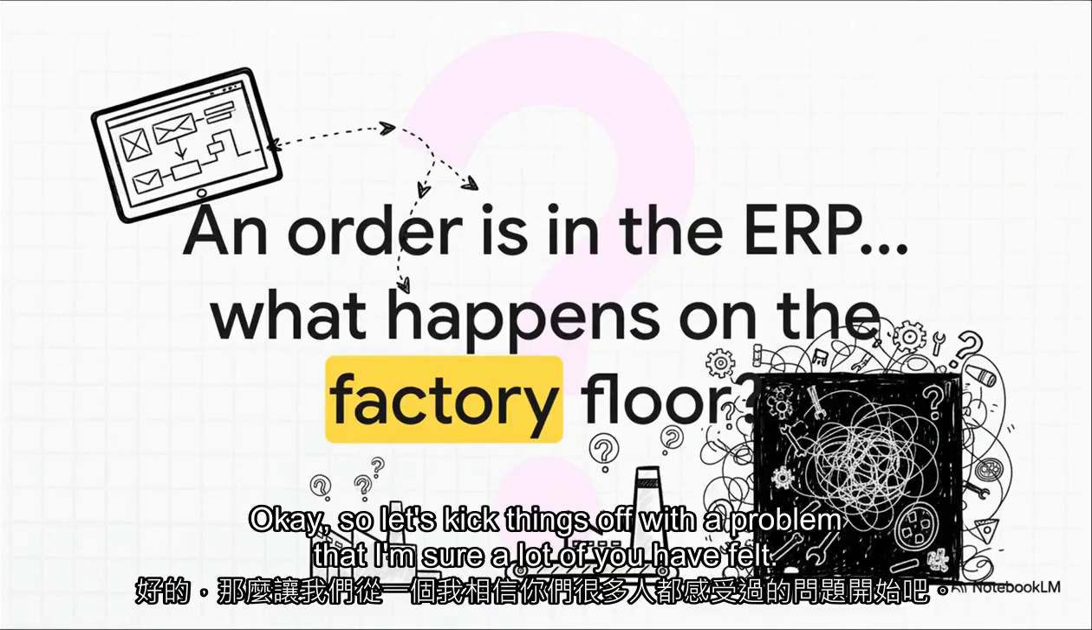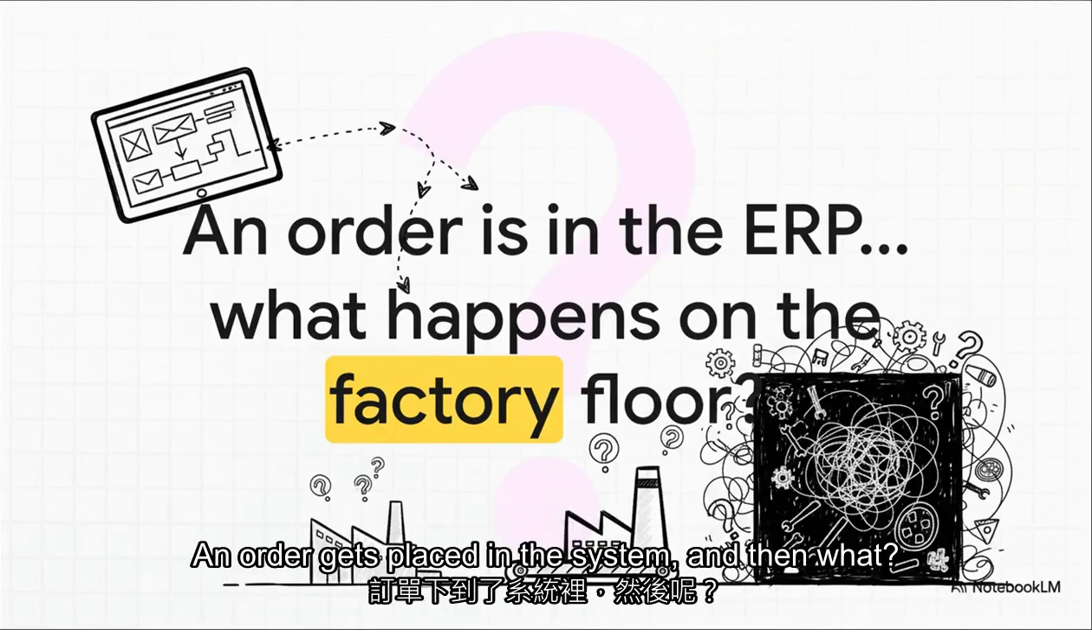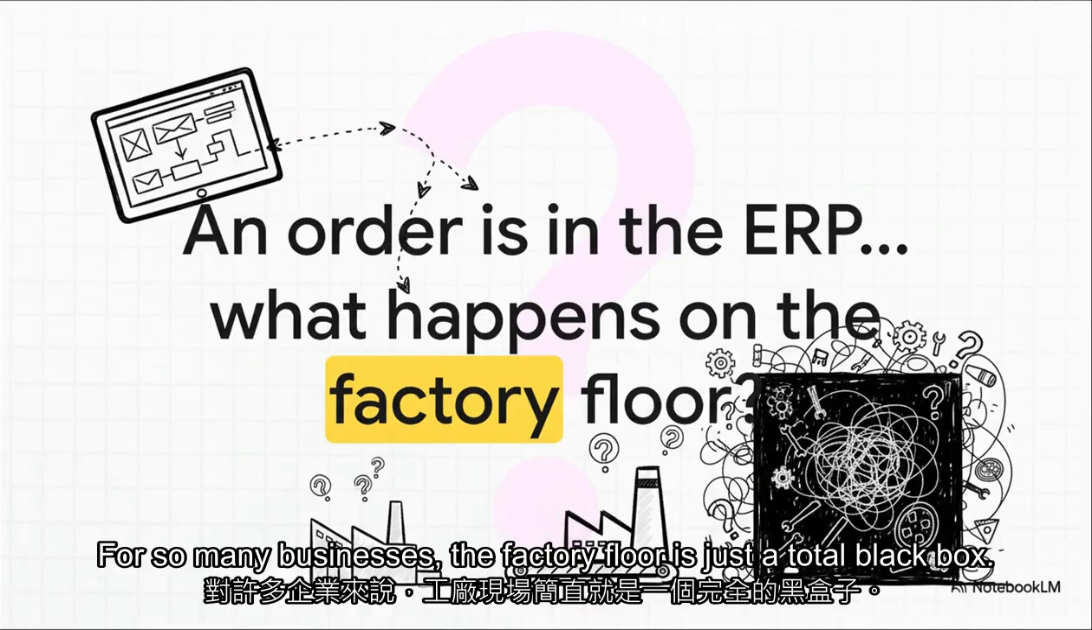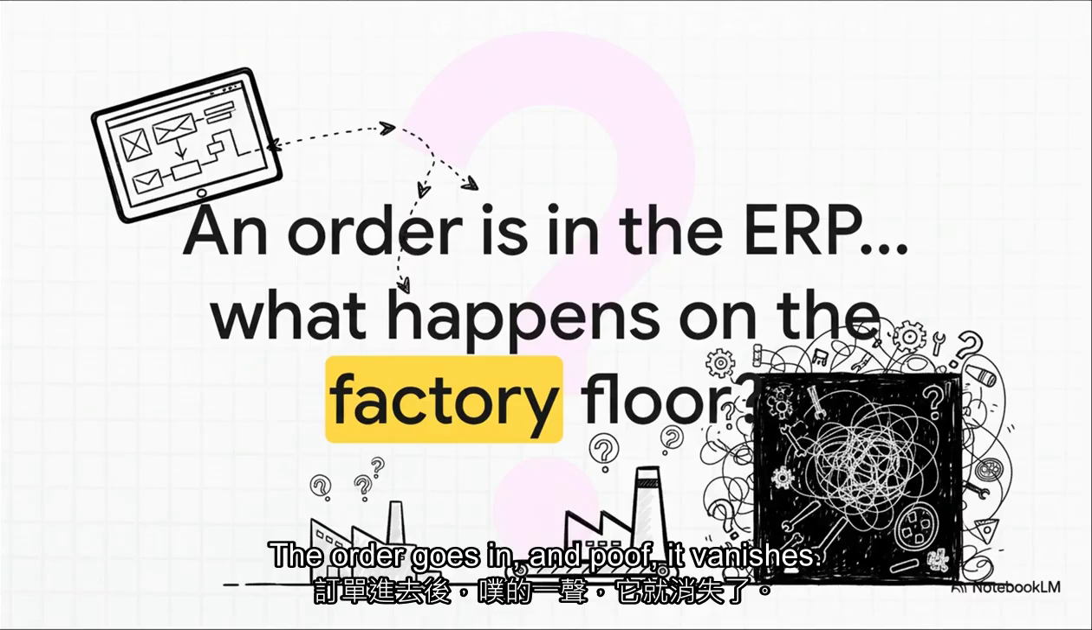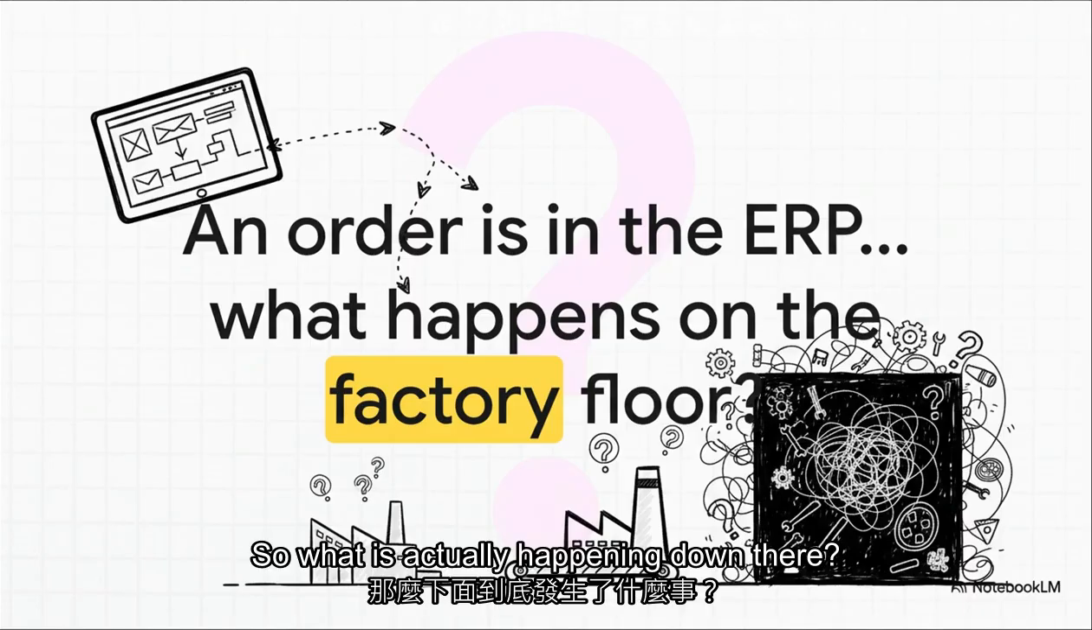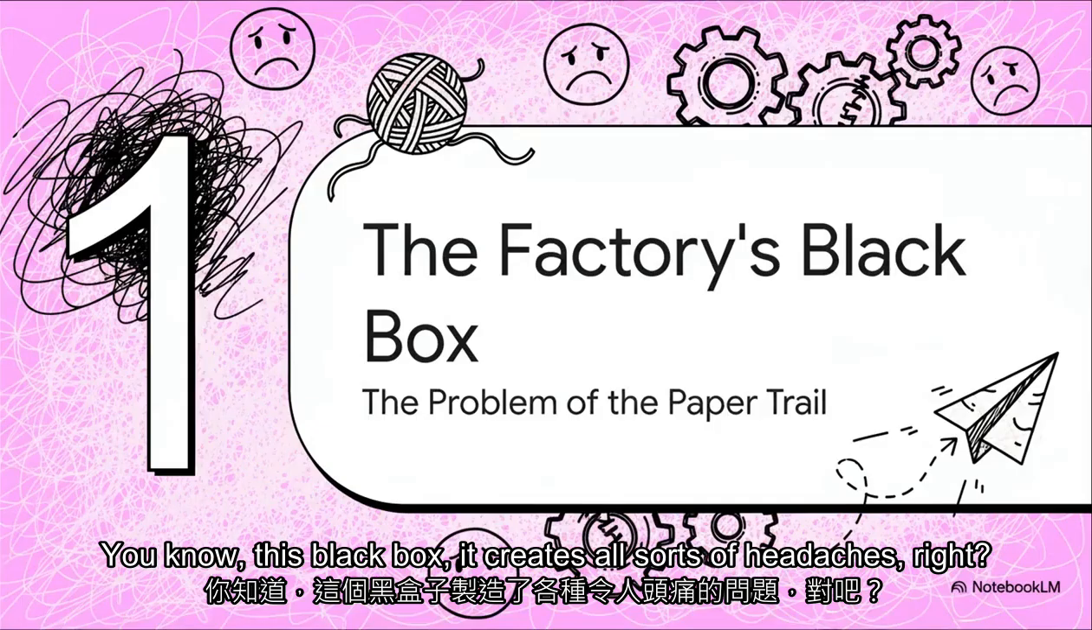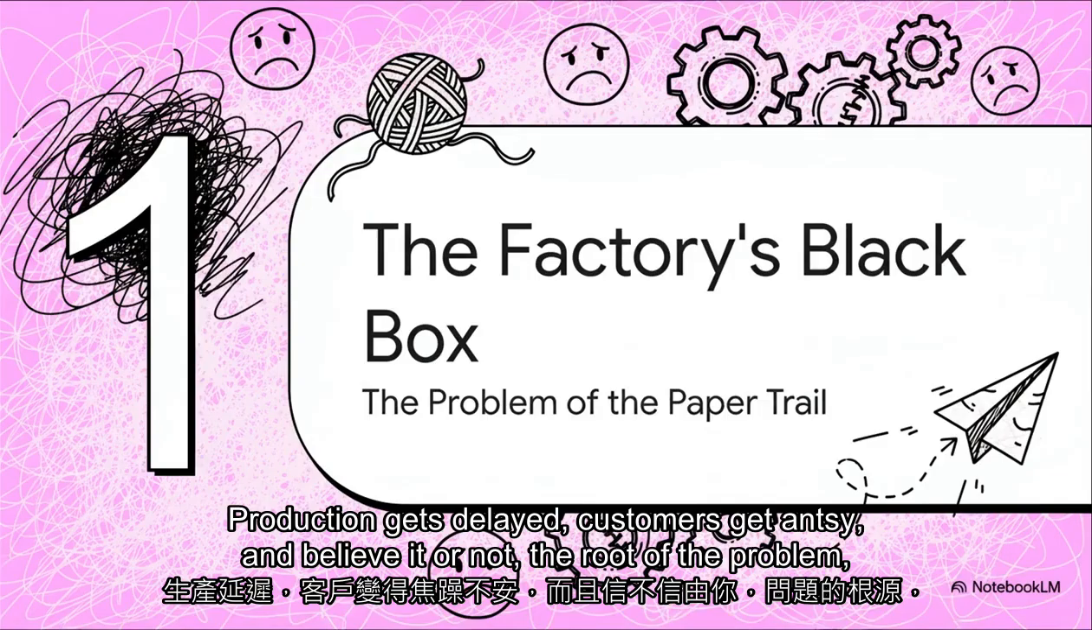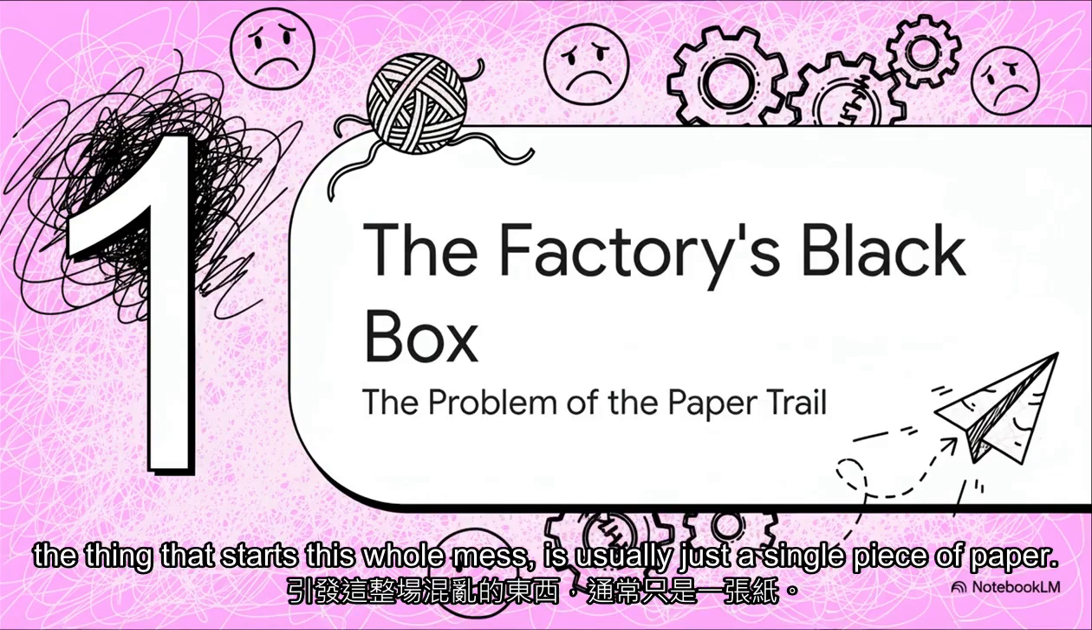Okay, so let's kick things off with a problem that I'm sure a lot of you have felt. An order gets placed in the system, and then what? For so many businesses, the factory floor is just a total black box. The order goes in, and poof, it vanishes. So what is actually happening down there? This black box creates all sorts of headaches, right? Production gets delayed, customers get antsy, and believe it or not, the root of the problem, the thing that starts this whole mess, is usually just a single piece of paper.